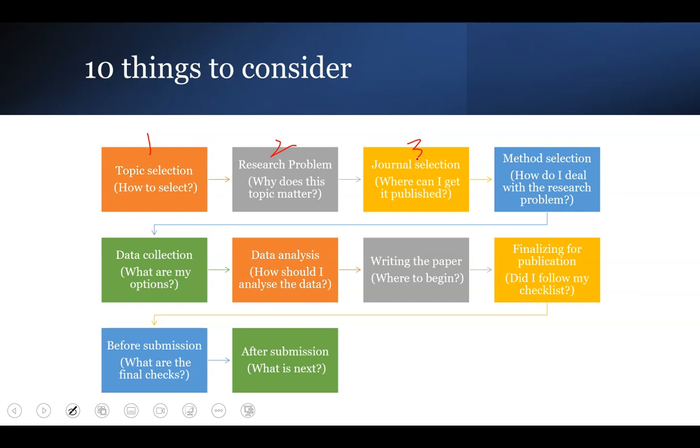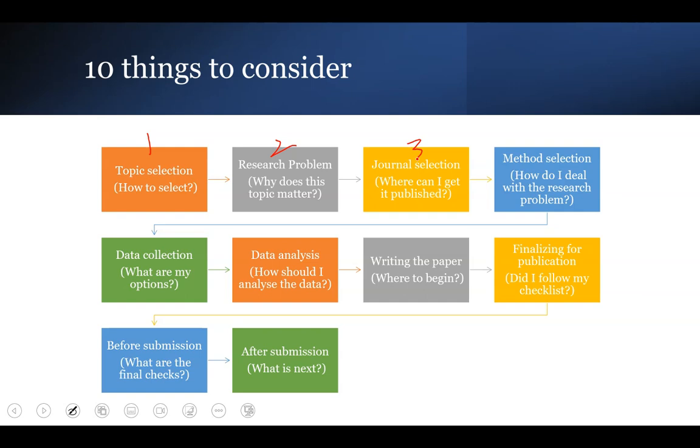So moving on, number three, I put journal selection because after you have decided, okay, you have your topic, you have identified clearly that the research problem is very clear and you are happy to proceed. Before you actually write up everything and finalize everything, sometimes it is better to take a step back and think, okay, which journal will be more appropriate?